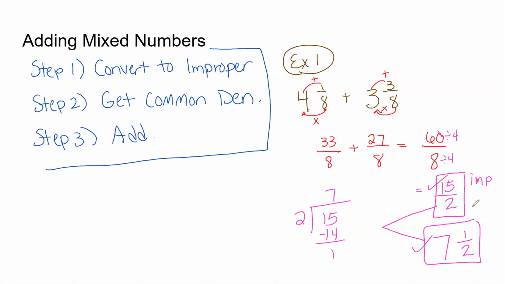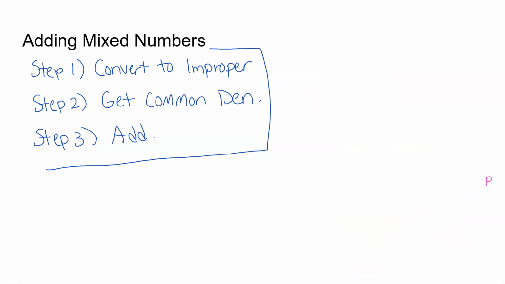Okay. And again, there is another way to do that where you don't have to do the first step of converting to improper, but I really do recommend it. It does take a minute, but I recommend it. Okay, let's do a couple more. Here's example 2. Again, I'm going to leave the steps up there. I'm going to do this one vertically just to show you it works just the same.